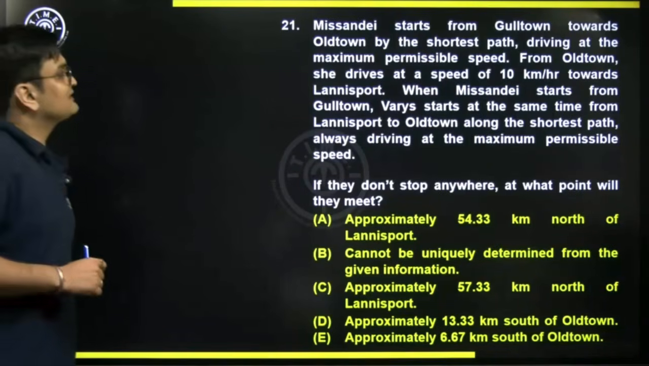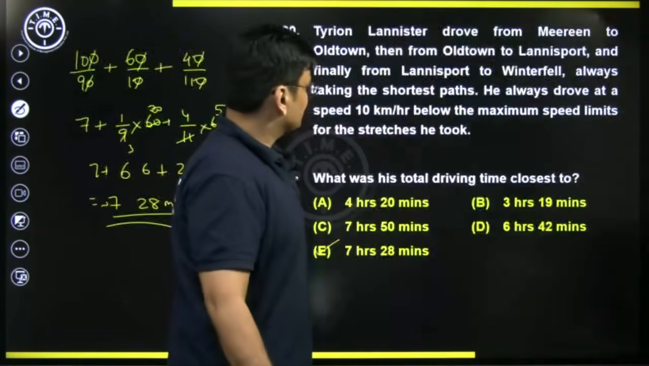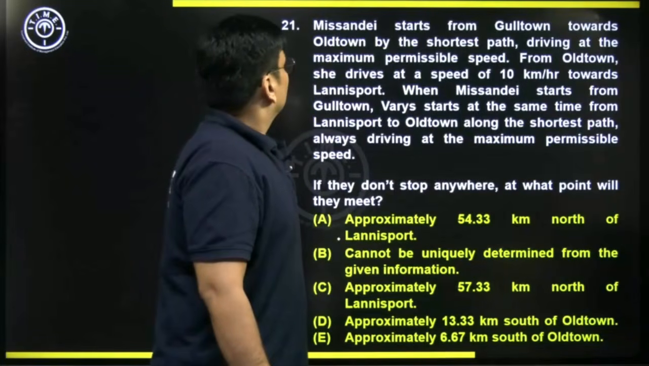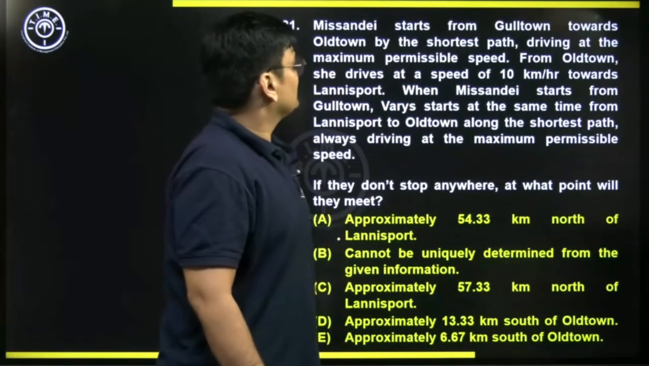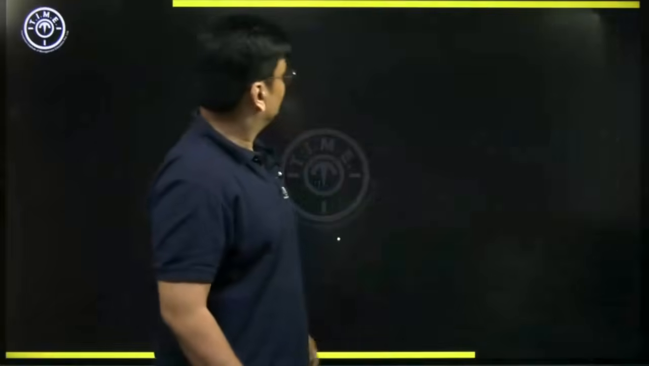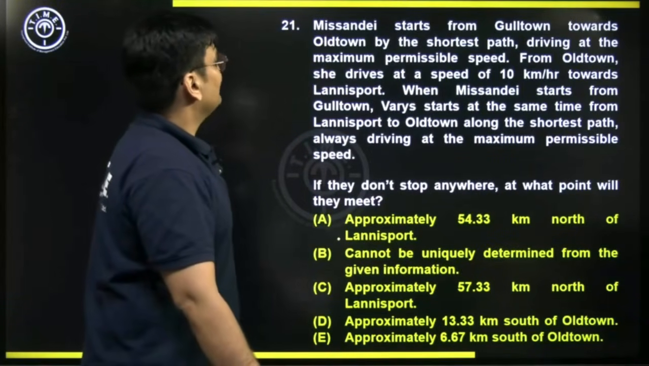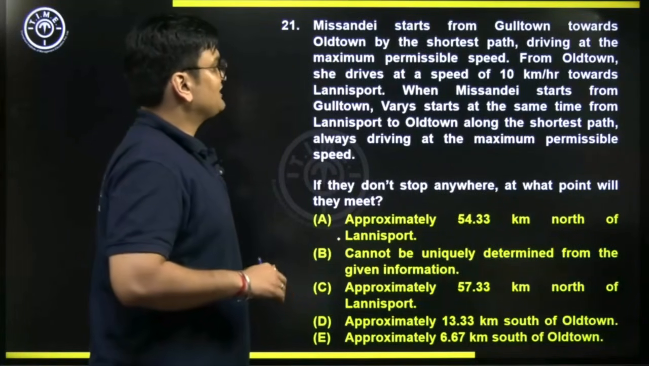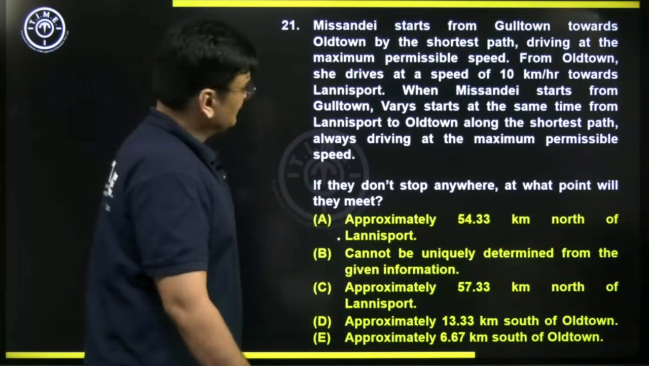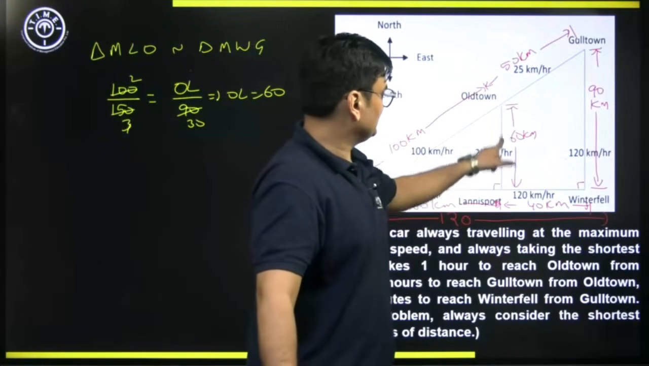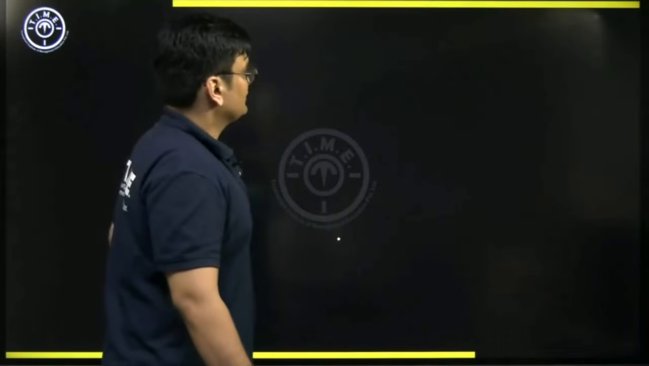Missandei starts from Gultown. So, starts from Gultown would mean starts from there towards Old Town by the shortest path, Gultown to Old Town, like this, driving at the maximum permissible speed. From Old Town, she drives at a speed of 10 kmph towards Lannisport. Old Town, Lannisport at 10 kmph. So, she will take 2 more hours.